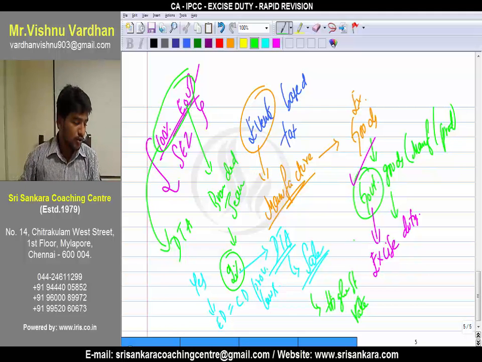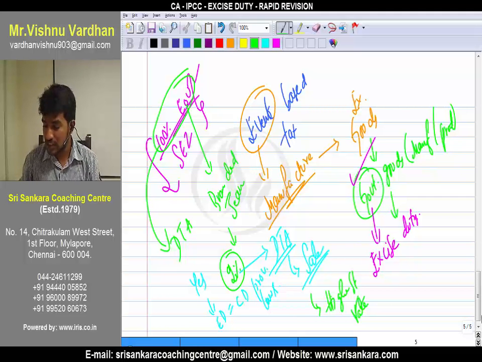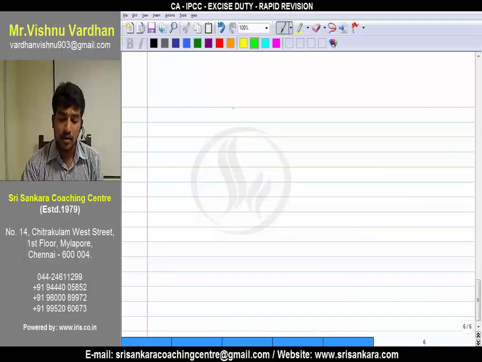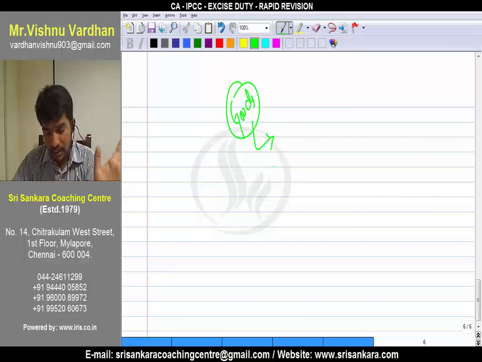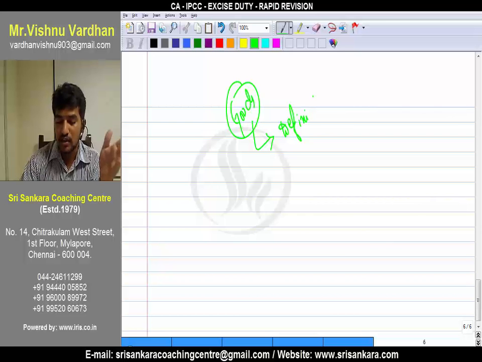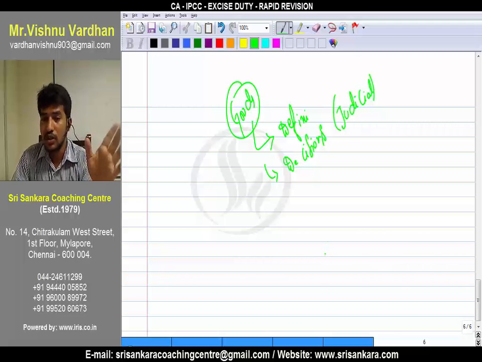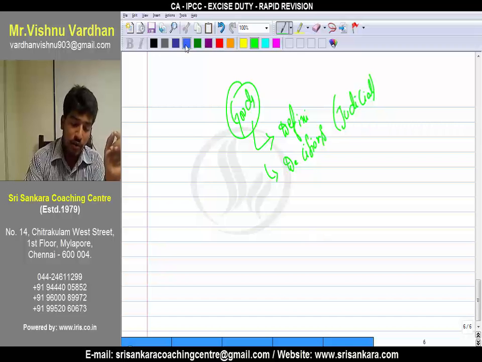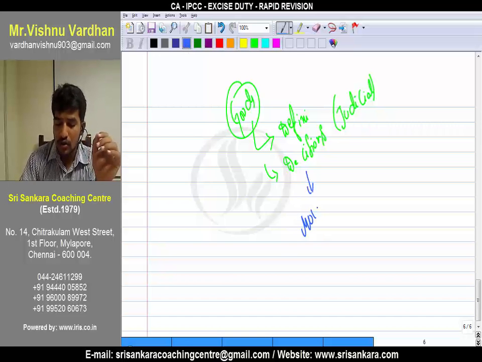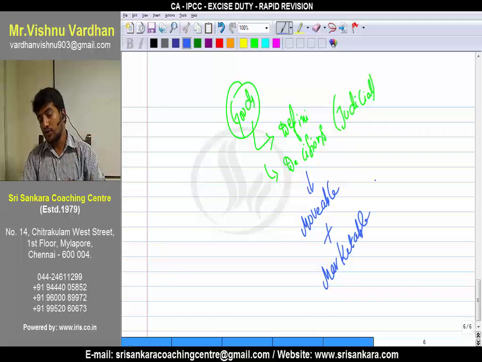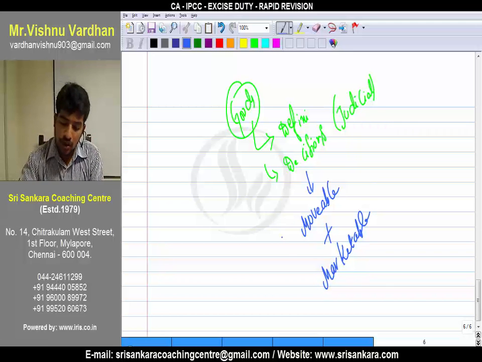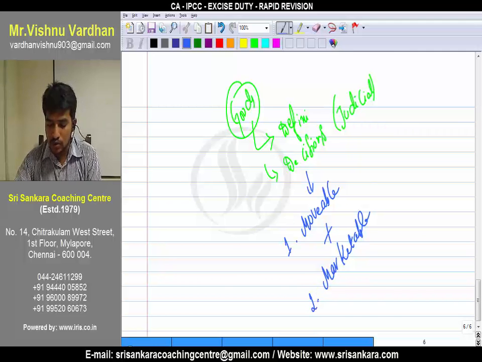Next, we are talking about goods. So we will see what is the meaning of goods. Actually there are many definitions from the Sale of Goods Act and others, and also various judicial decisions, where courts have given their opinion on what is meant by goods. Based on all that, we can come to a simple summary that goods should be movable and marketable. So there are two conditions to make a product goods under excise duty.